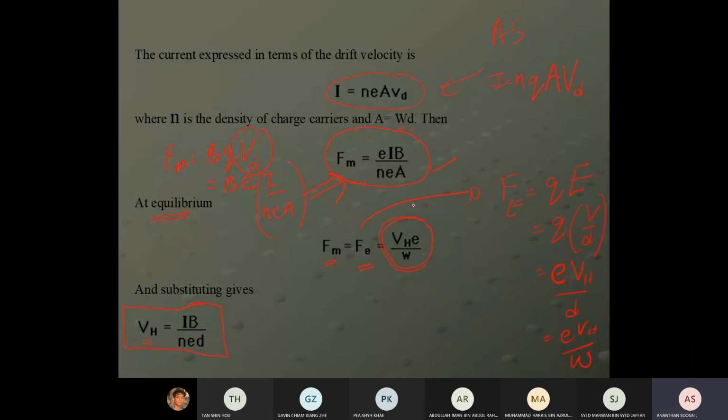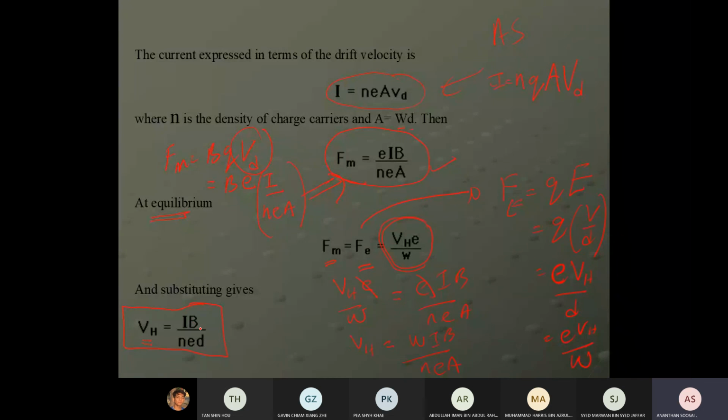Come on, equate these two. You won't directly get this; you must change something. Think for one minute. Can you show it becomes like this? V_H e over W equals e I B over n e A. I make V_H the subject. e cancelled, W goes up. It becomes W I B over n e A.